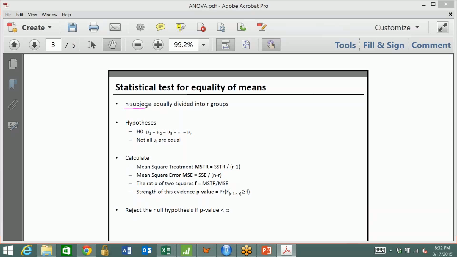Say you have n subjects equally divided into R groups. Say I have 60 people, so n is 60, equally divided into 3 groups. Just take an example, right? Under such circumstances, if I want the mean square treatment, I take the sum of squares treatment and divide it by r minus 1. Some transformation is happening, and I'm dividing it by r minus 1. This will ensure that as the number of data points increases, this value doesn't get impacted.